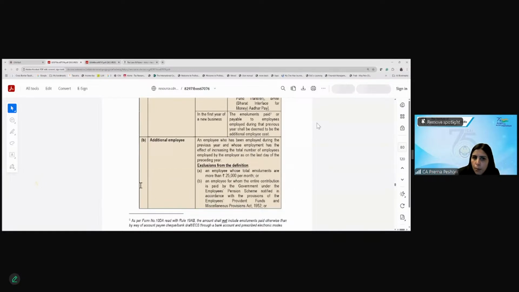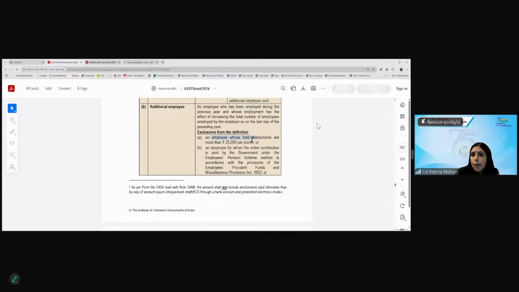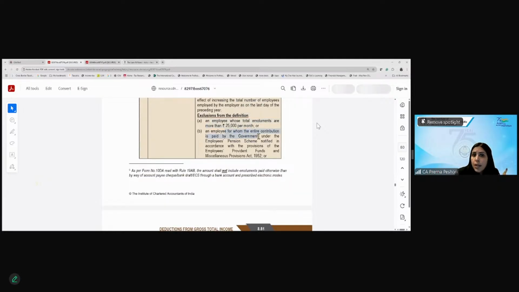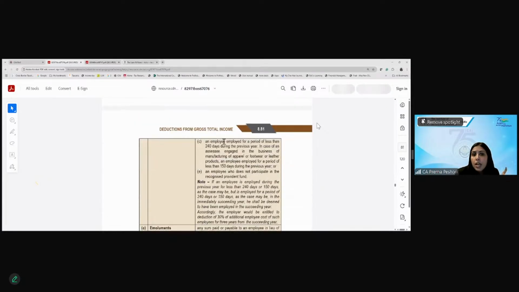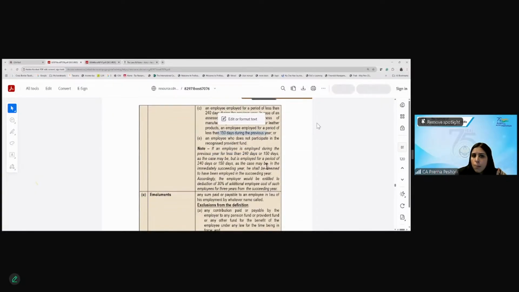Now, who is included in the employee? Employee does not include an employee whose salary is more than 25,000 per month, an employee for whom the contribution is paid by the government under the EPF scheme, employees employed for a period of less than 240 days. In the case of leather business, footwear, apparel, 150 days is considered. And the employee who does not participate in the RPF. Now, if the employee is hired for less than 240 or 150 days during the current year, but he is present in the next year for more than 240 or 150 days, then it will be deemed that he has been employed in the next year.